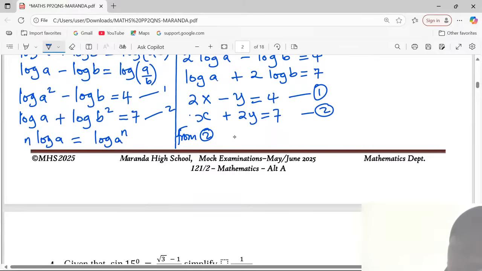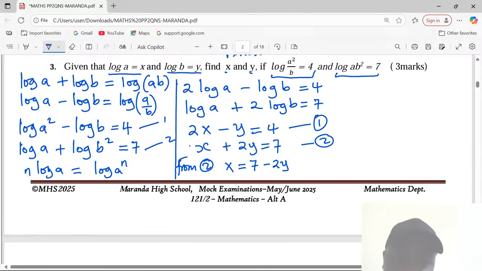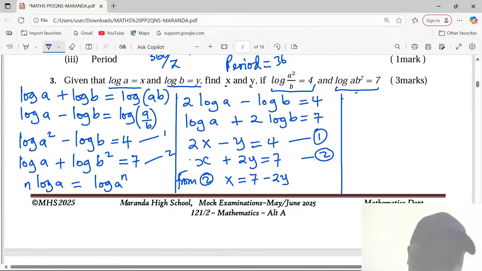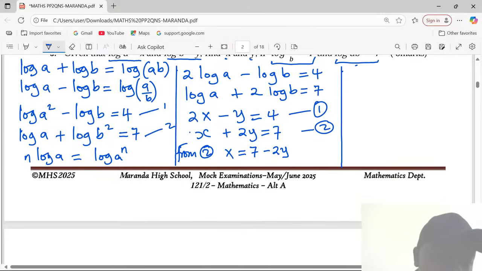From equation 2, we can say that the value of x equals 7 minus 2y. That is from equation 2. Therefore, we can rewrite equation 1. Let's get to equation 1 now. We are using the substitution method. Nobody following me who doesn't know the substitution method, because we are all beyond Form 1. We don't have a Form 1 in the country.